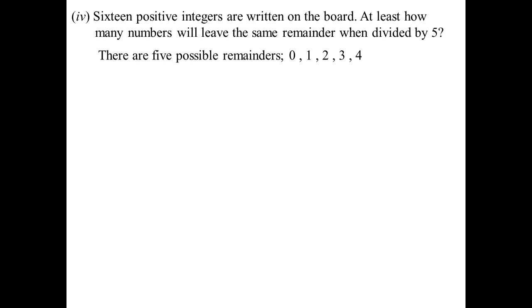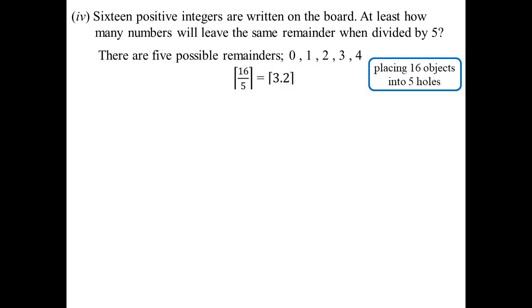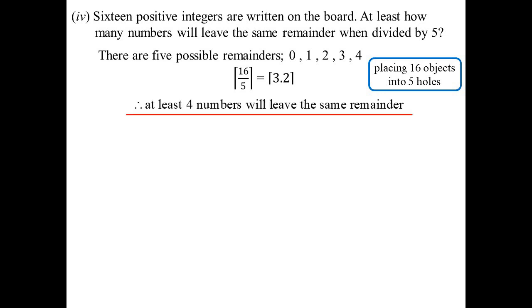Remember, you're going to write 16 integers on the board. We're going to place those 16 in one of those holes, because the number you write is going to have a remainder of 0, 1, 2, 3 or 4. So the question is, how many do we end up with? It will be the ceiling function. 16 numbers, 5 categories to go into, so it'll be the ceiling function of 3.2. So at least 4 numbers will leave the same remainder.